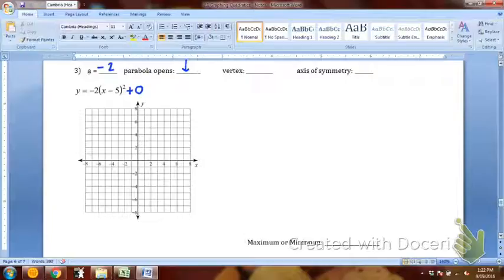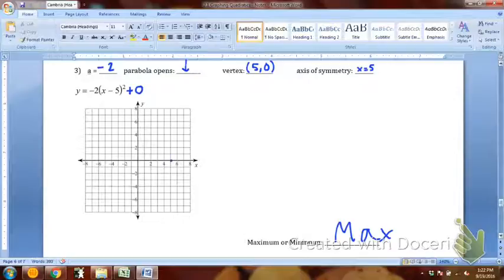Tracy, what's your vertex? 5, 0. Is it -5, 0, or is it +5? It should be +5 because we always do the opposite sign of what our h value is. What's my axis of symmetry, Elena? X equals 5. Minimum or maximum, Amanda? Maximum, because it's opening upside down.